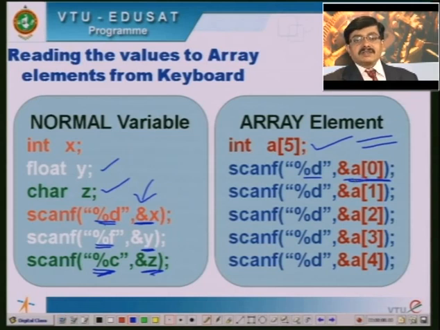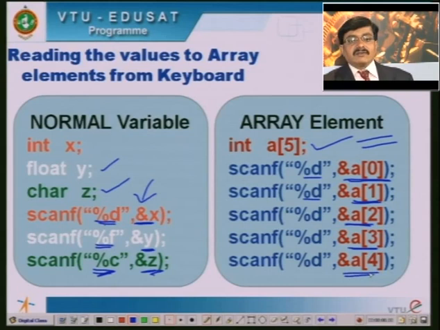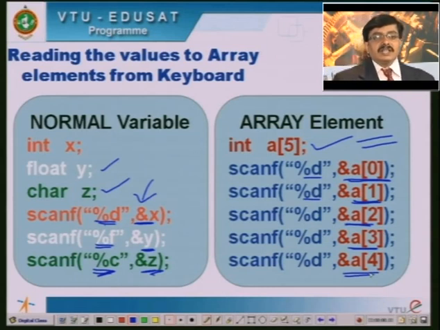So here ampersand a of 0, and for the second element I can use scanf %d ampersand a of 1. Similarly, for the third element I can use ampersand a of 2, for the fourth element ampersand a of 3, and for the last element scanf ampersand a of 4. So here we can notice that an array element can be accessed in a similar way to how we use a normal variable.